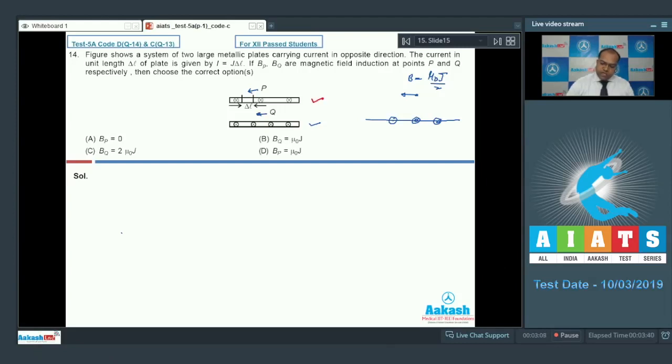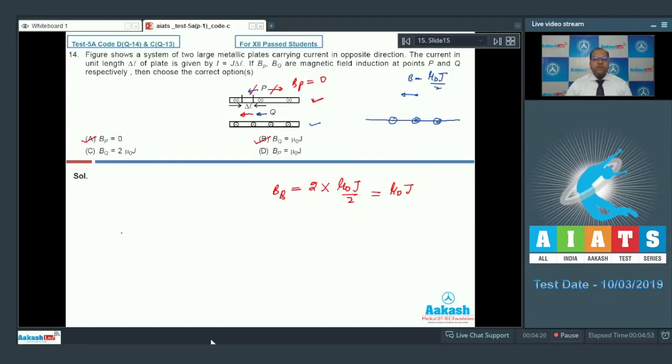Now if I consider this sheet, the current in this sheet is going inward, so the direction of the magnetic field due to this at point P is in this direction and at point Q is in this direction. So the magnetic field at point P gets cancelled out and the resultant value of the magnetic field at point P becomes 0, while the magnetic field at point Q gets added, so it is equal to 2 times mu naught J by 2, so it comes out to be mu naught into J. So options A and B are the correct options. So the correct answer for question number 14 are option A and B.